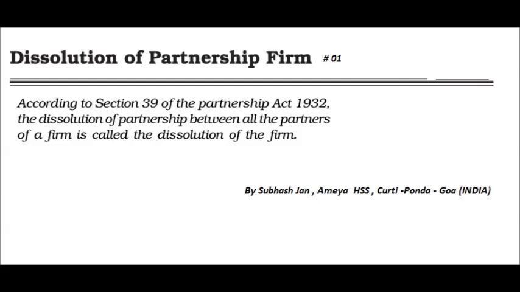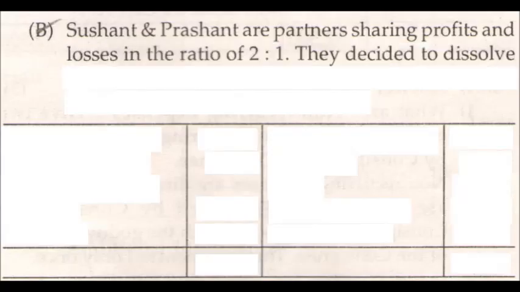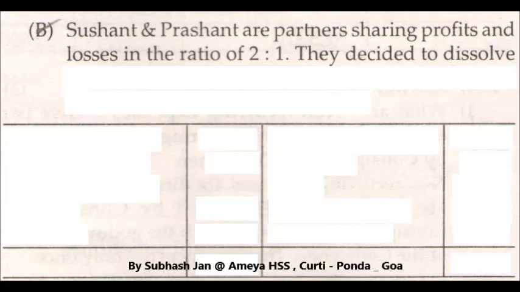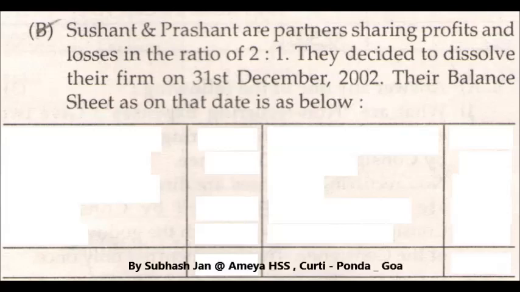Hello students, today we will take up one problem on dissolution of partnership firm. Here is the problem. Sushant and Prashant are partners sharing profits and losses in the ratio of 2:1. They decided to dissolve their firm as on 31st of December 2002. Their balance sheet as on that date is as below.